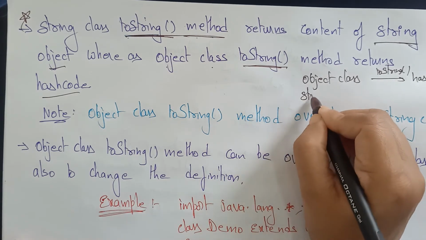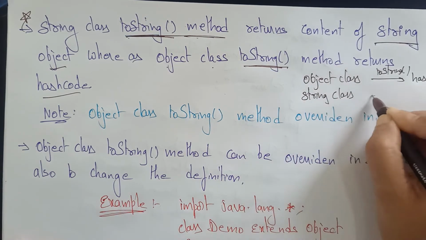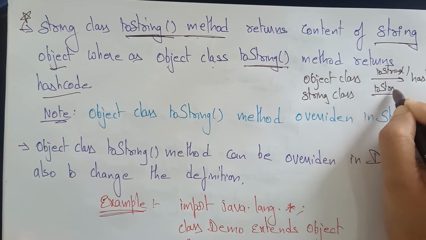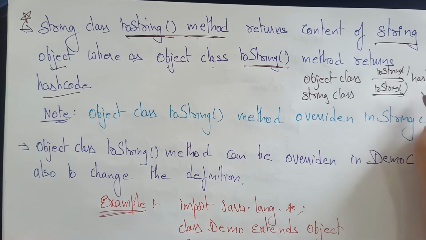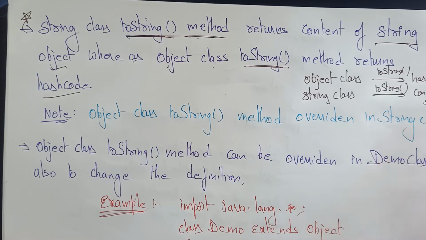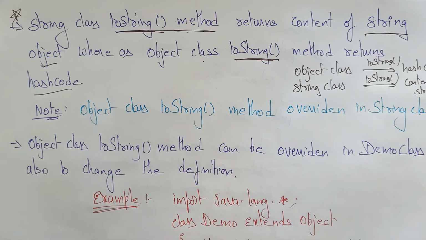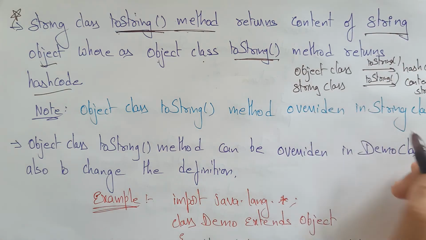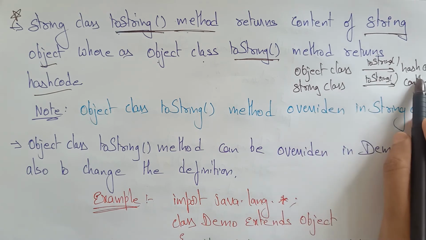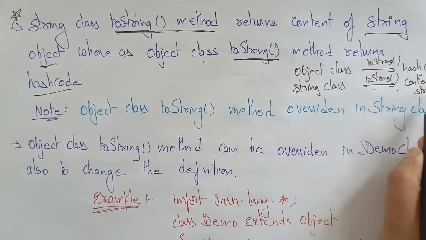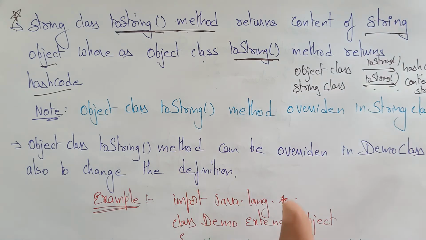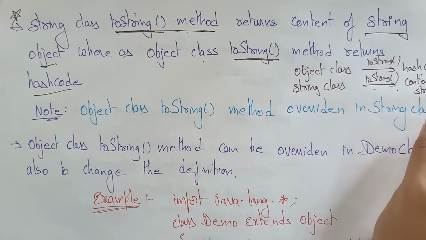Whereas in the String class, the toString method is going to return the content of the string. Because when you type System.out.println with s.toString or d.toString, whatever it may be, based on the Object class and String class, it will return that. The Object class toString method returns the hash code, and the String class toString method returns the content of the string. Just remember these two points. String returns the content of the string. Object class returns the hash code.